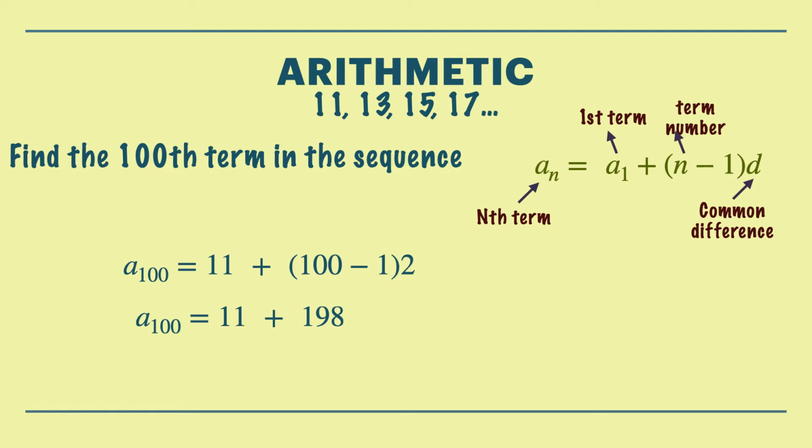All right, I subtracted 1 from 100, got 99, and multiplied by 2 and got 198. So our 100th term, if we were to list out this sequence and go to the 100th term, remember our first term was 11, and we went out 100 different times, we would get 209.